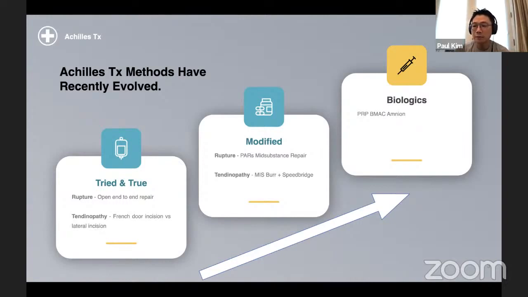So for any soft tissue work such as Achilles in my practice, I do incorporate PRP, BMAC, and amnion. PRP being platelet-rich plasma, BMAC being bone marrow aspirate concentrate, which I actually harvest from the ipsilateral iliac crest, and amnion, which is dry harvested umbilical cord tissue, which is sterilized.